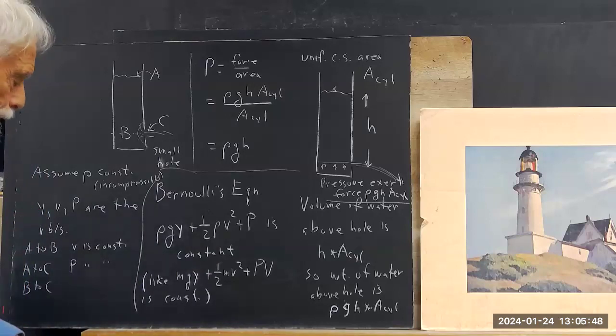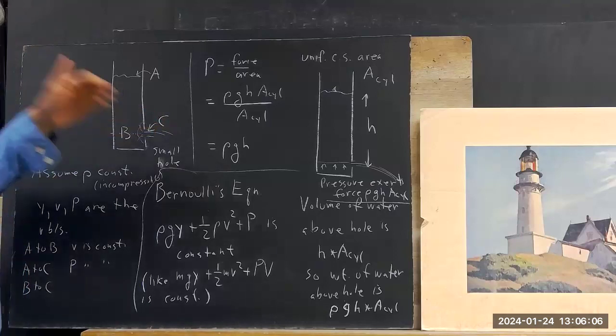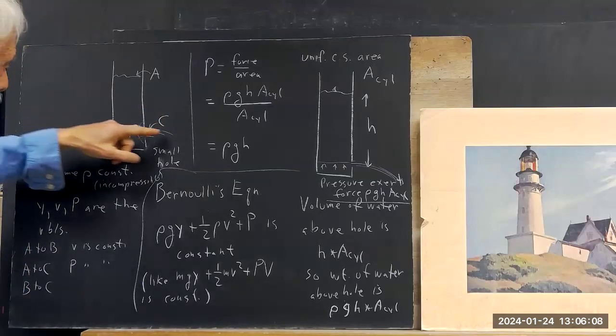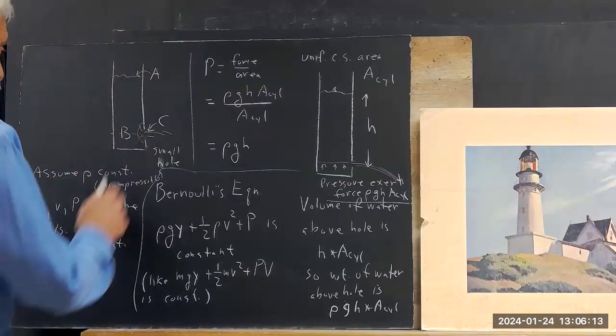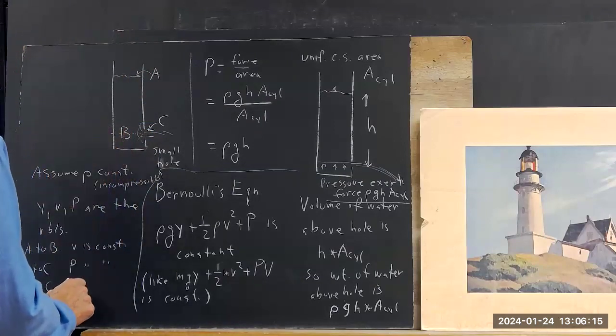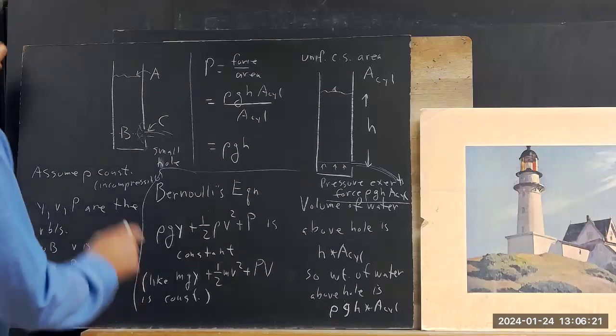From B to C, what is it that doesn't change? It's fairly obvious. There aren't any real caveats here. B is at the level of the hole, the water's coming out at the level of the hole, and C is at the level of the hole. So y is constant.